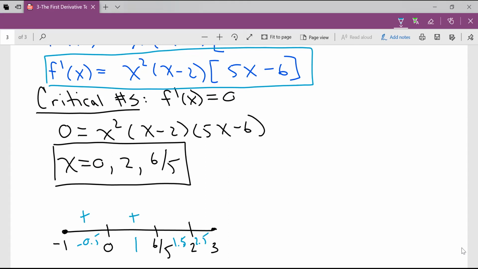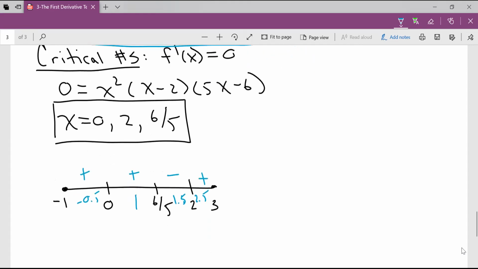Then I'm going to sub in 1.5. So I'm going to get 1.5 minus 2, that's a negative. And then in my last bracket, I would get 7.5 minus 6, that would be a positive. So a negative times a positive is a negative. And then if I sub in 2.5, I'm going to get a positive and a positive. That'll be a positive.